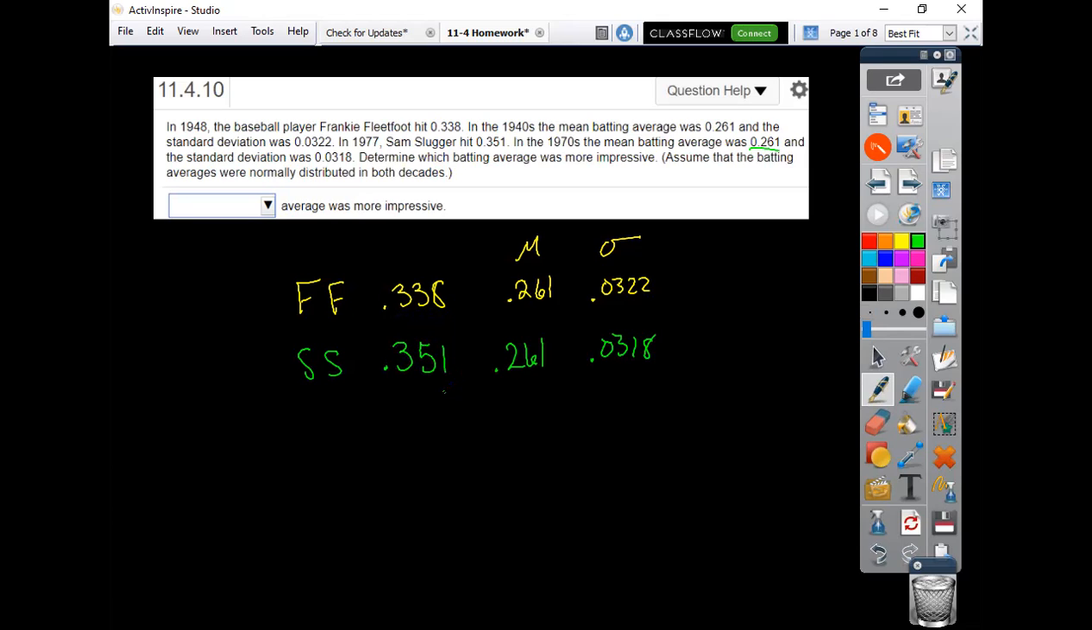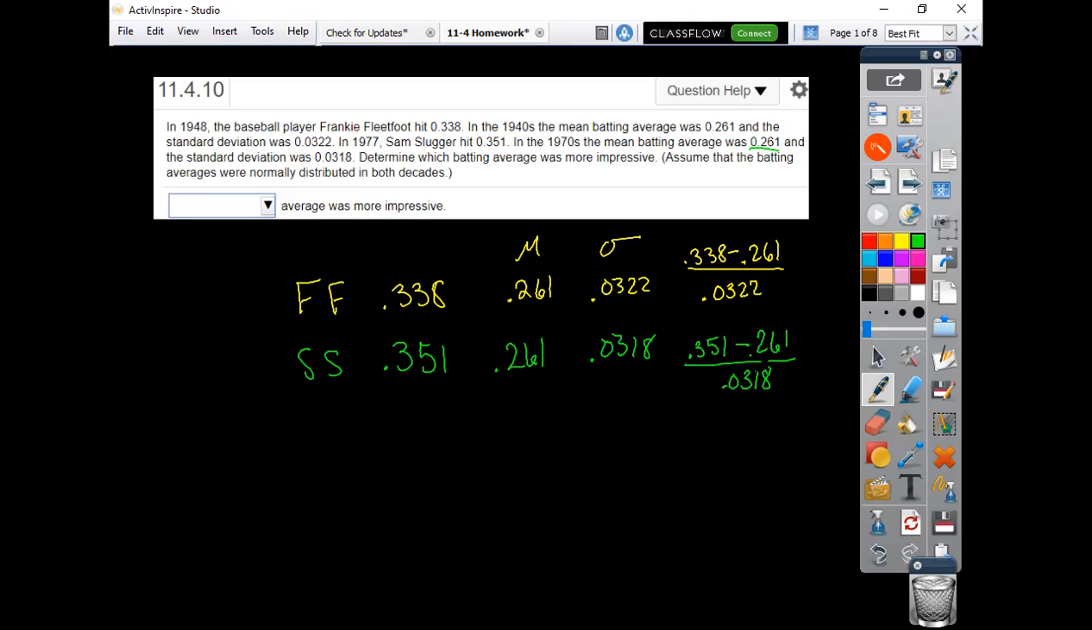So then we're going to find the z-score, or find out how many standard deviations each of them is above the mean. So for Frankie, take his 0.338, subtract away the mean to find out how much he was above the mean, and then divide by what it is to have one standard deviation. And then for Sam Slugger, his 0.351, take away the mean of 0.261 and divide by the standard deviation 0.318. Grab a calculator and crunch those.